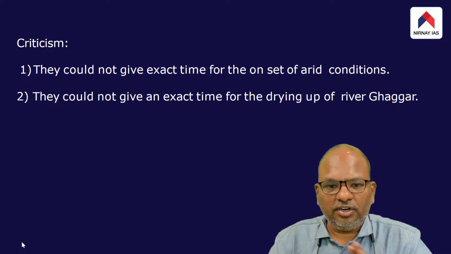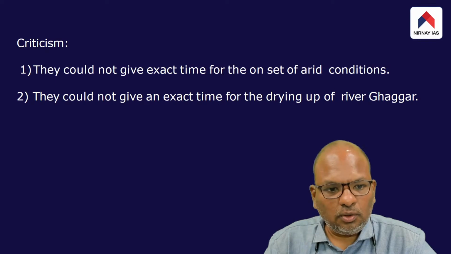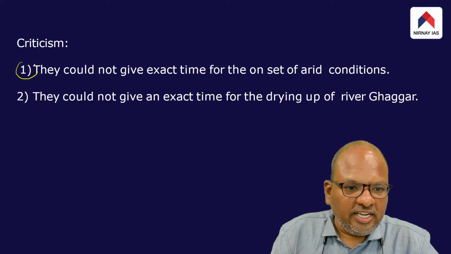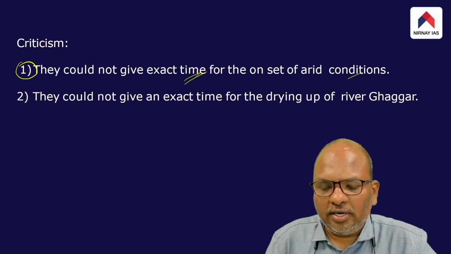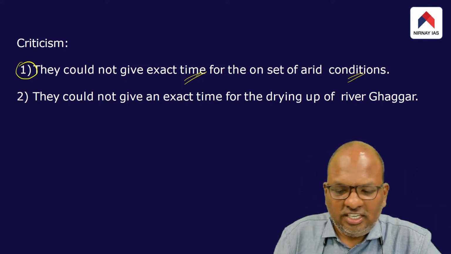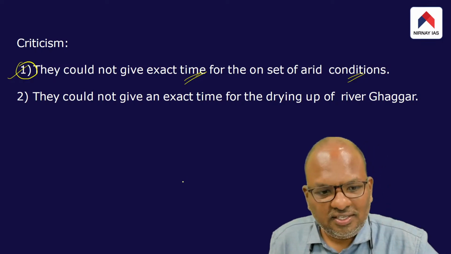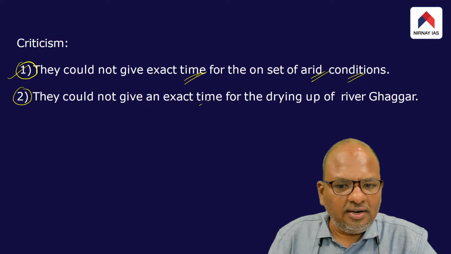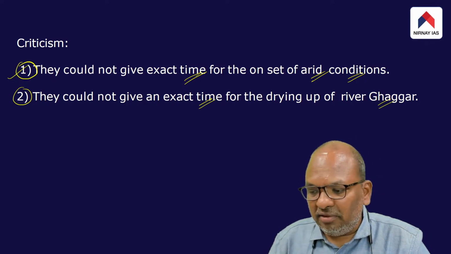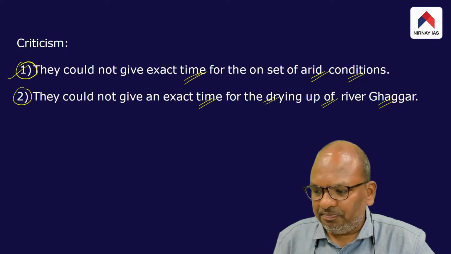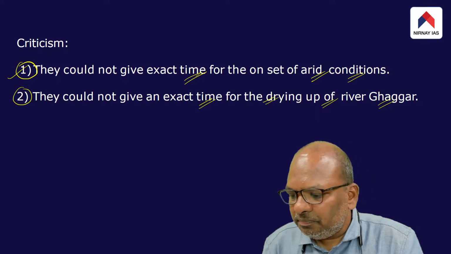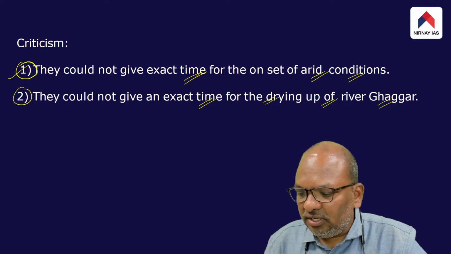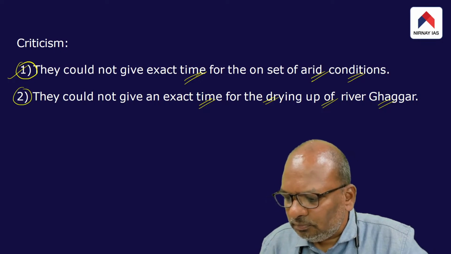But even these theories are not free from criticism. They sound really good, but even their theories are not fully accepted by scholars. This was because, though they presented the theories, they could not give an exact time for the onset of arid conditions in the Indus region. That is the first criticism. Second, they could not give an exact time for the drying up of the river. It is true that the river Ghaggar dried up, but at what point of time it dried up is the question which they could not properly answer.